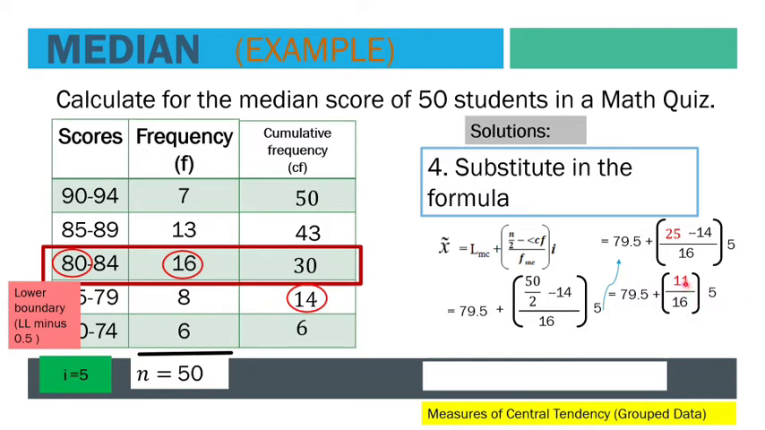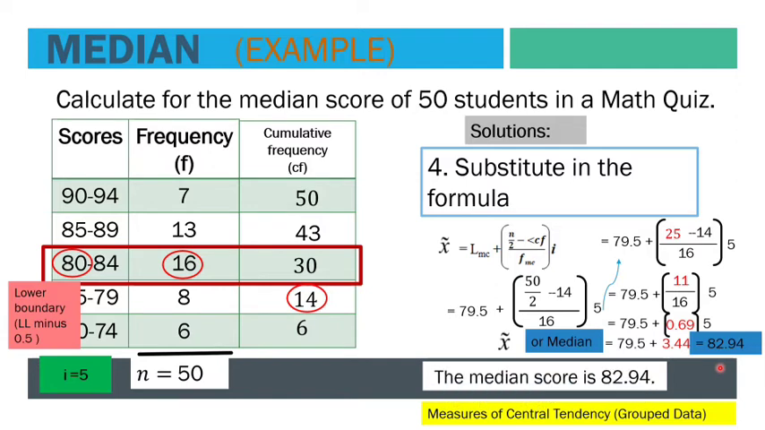Next operation is to simplify this. Divide 11 by 16. We will get 0.69. You have to use your calculator to work faster. And then copy the other remaining numbers, the 5 and the 79.5. Now we have only 2 operations left, the addition and the multiplication. Which one are you going to do first? Yes, it's the multiplication. So we multiply 0.69 by 5. We will get 3.44. And finally, getting the sum, we will get 82.94. So finally, this is our median. The value of the median is 82.94. So again, the median score is 82.94. I hope you follow.